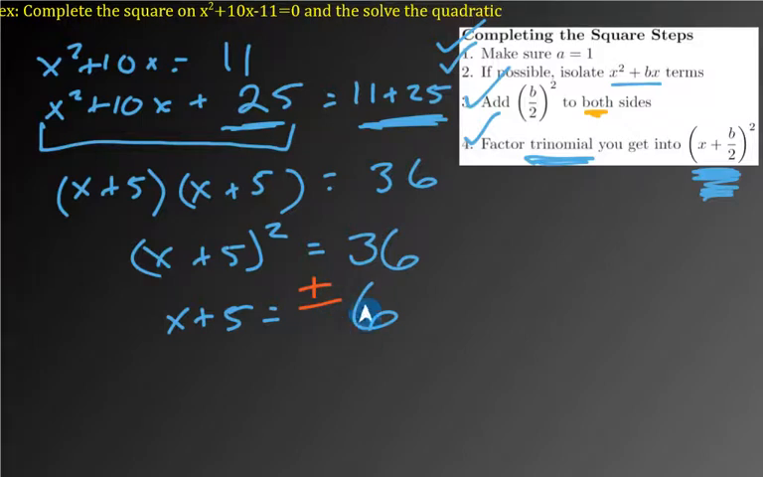And if you only write positive 6, you're going to be losing half the points, because it is half of the problem that you're missing there. And then you can just move the 5 over. So we get plus minus 6 minus 5. And so the two answers are going to be negative 11 and 1.